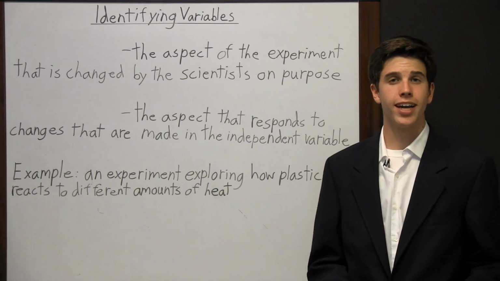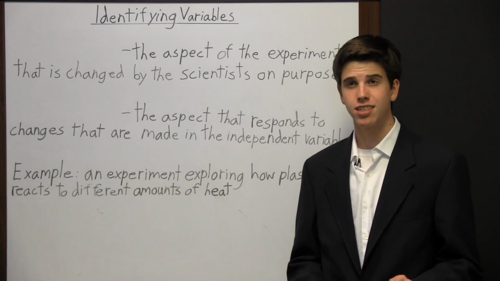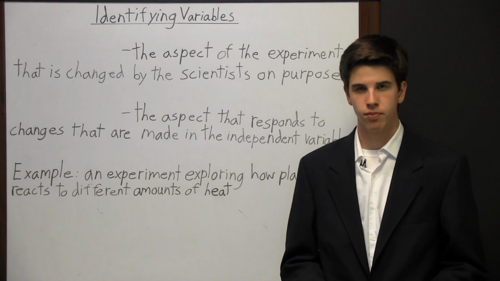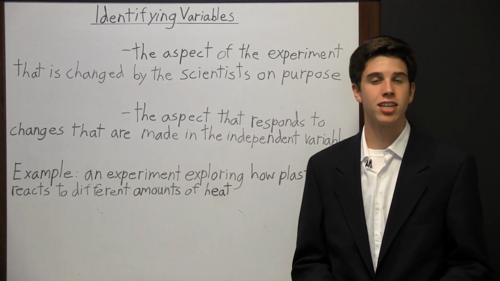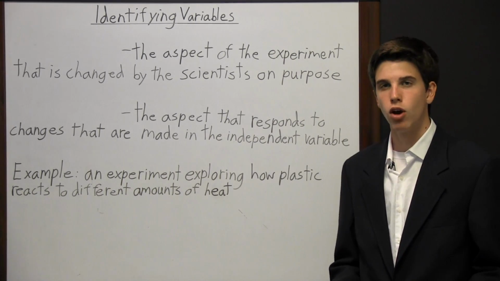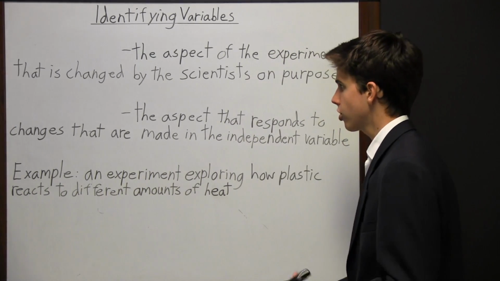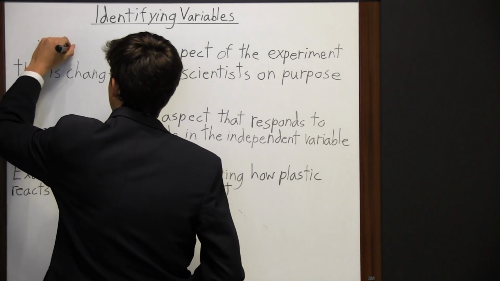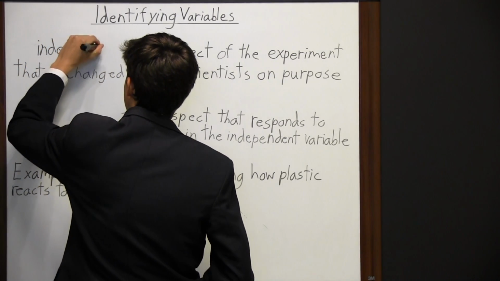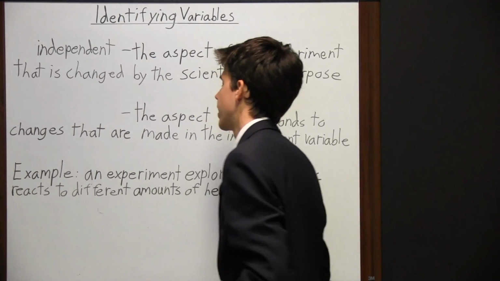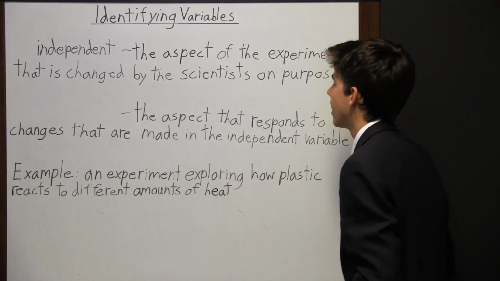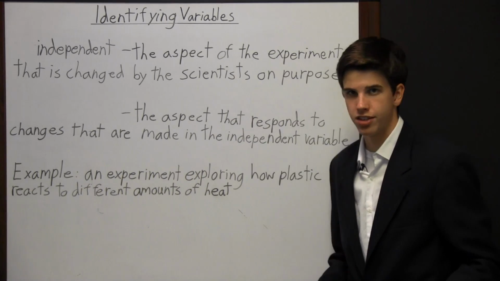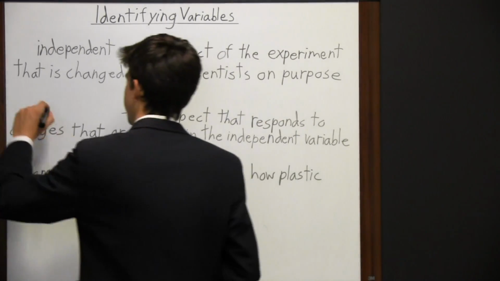When you are evaluating a research summary, you should take special care to identify the variables in the experiment. The variables in the basic experiment can be either independent or dependent. So we'll start with independent variables. The independent variable in an experiment is the aspect of the experiment that is changed by the scientist on purpose. And then you have the dependent variables.